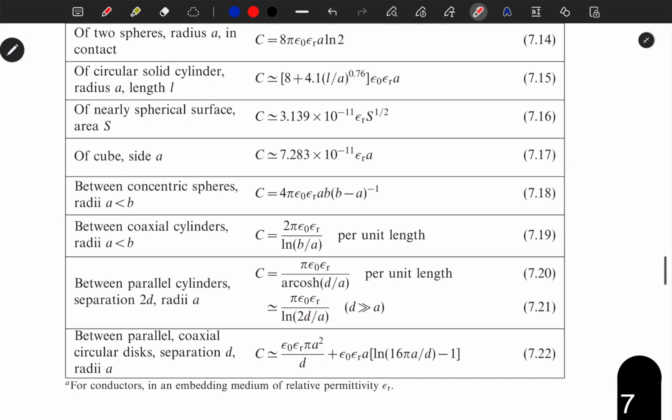Between concentric spheres, we have 4 pi epsilon AB divided by B minus A. Between coaxial cylinders, 2 pi epsilon by ln B by A, where B is greater than A. Between parallel cylinders, pi epsilon by ln 2d by A. Between parallel coaxial circular discs separated by d, epsilon pi a square by d plus epsilon A ln of 16 pi A by d minus 1.